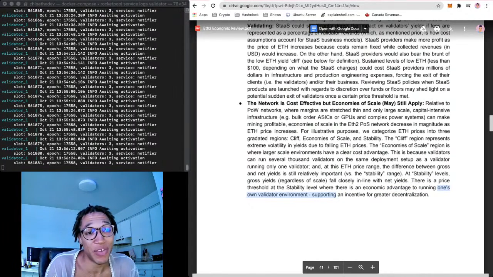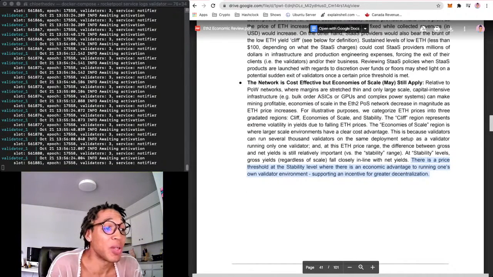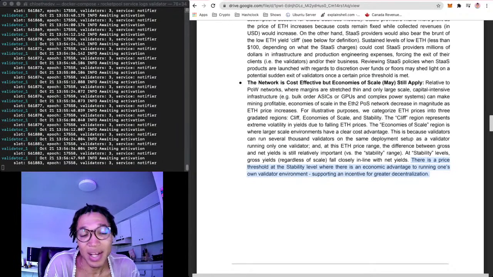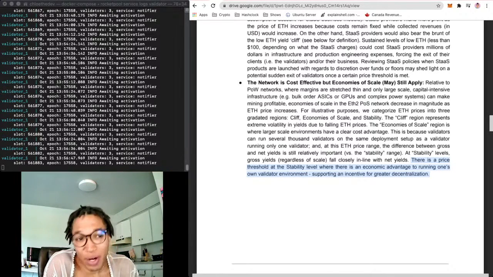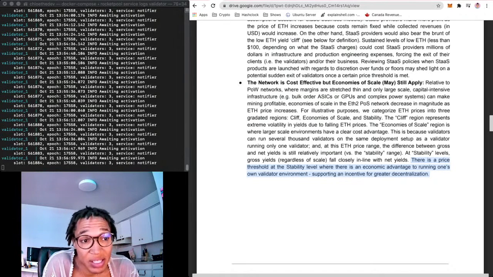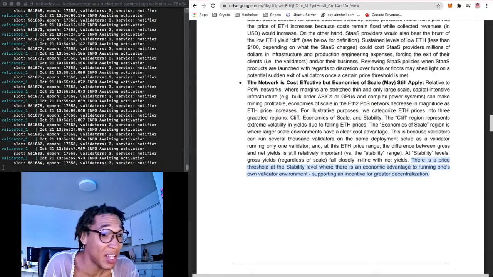And I think this is the most important part of the paper we've read so far, this line right here. I'll read it again. There is a price threshold at the stability level where we want to be, where there is an economic advantage to running one's own validator environment, supporting an incentive for greater decentralization. And I think that is the key of this entire ETH 2.0 thing. We're trying to take something like Bitcoin and make it Turing complete, which is how you got Ethereum. We have smart contracts and code can be run, and we can build all these crazy cool things. And now we're trying to take Ethereum and make it proof of stake, so that we have a more efficient system, so this economy of scale thing is taken into the equation.